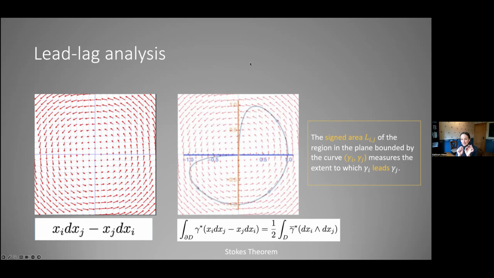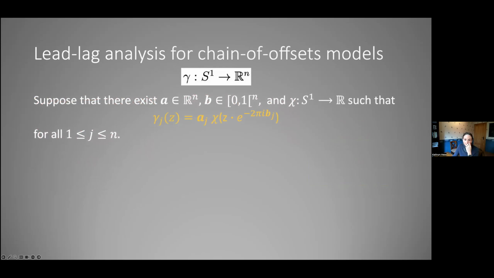So we're starting with our function gamma from S1 into Rn. We fix the coordinates gamma i, gamma j. And we look at the curve in the plane xi, xj that's determined by the components gamma i, gamma j. And the signed area determines the extent to which the function gamma i is leading the function gamma j, is ahead of the function gamma j. If that area is positive, gamma i is leading gamma j. If it's negative, gamma j is leading gamma i. So this is the lead lag idea.